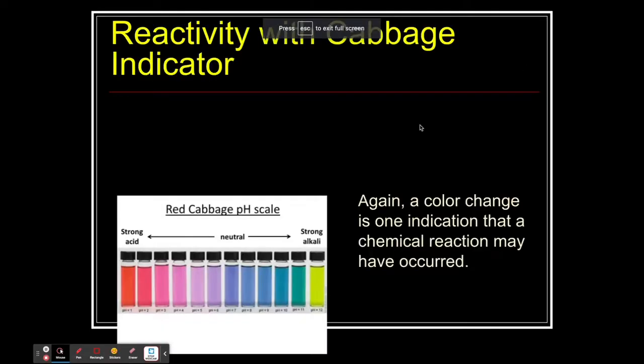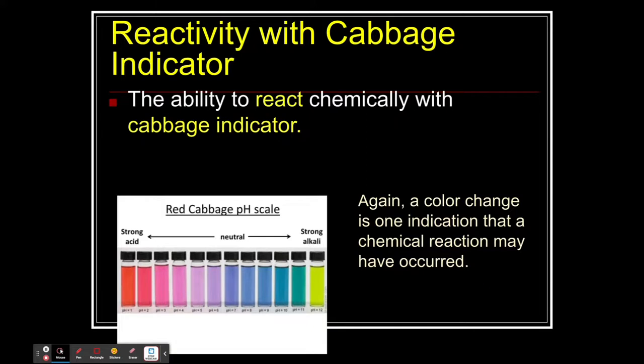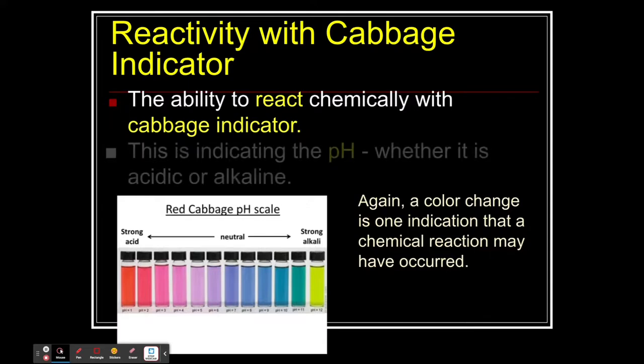Another way to check for a chemical reaction is reactivity with cabbage indicator. Yes, cabbage. We're going to be boiling some cabbage. We'll use cabbage indicator, and when you put the cabbage with a particular liquid, you can tell if the liquid is an acid, or if it changes to a green, we know that it is going to be alkali, which is also known as a base. So we'll boil cabbage and we'll get a different color water from it.